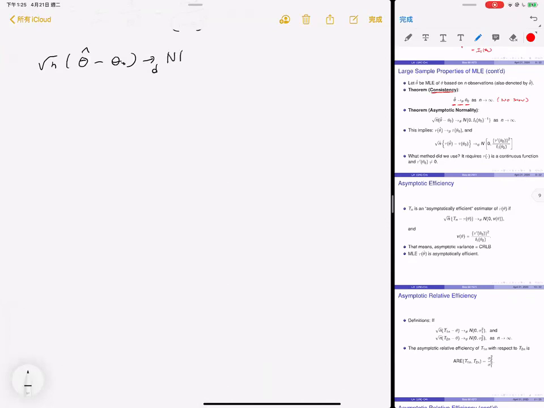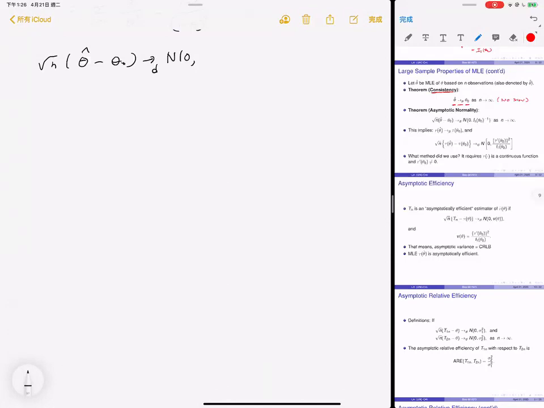Then what's the mean of the normal distribution? The mean is 0. Not surprising to see, right? Because theta hat is a consistent estimator of theta 0. So it means when n goes to infinity, theta hat is still going to be close to theta 0. So no wonder the mean is 0. Not surprised to see. But what is the variance?